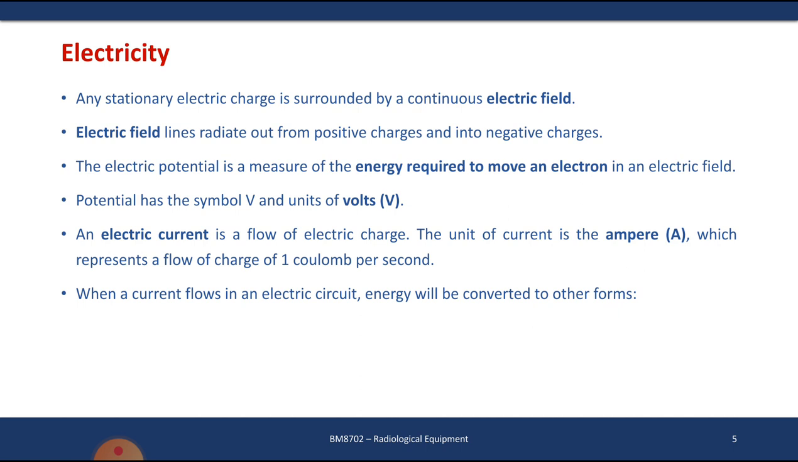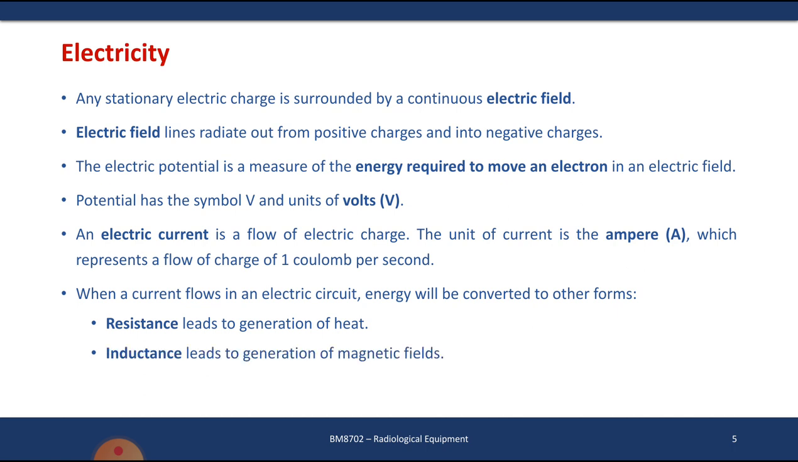Whenever there is a current flow in a circuit, the energy will be converted into different forms. When there is a resistance, there is a generation of heat. When there is an inductance, there is a generation of magnetic field, and whenever there is a capacitance, there is a generation of electric field. So whenever you have a resistor, inductor or capacitor in an electric circuit, there will always be an energy conversion. These are very important basic points to remember.